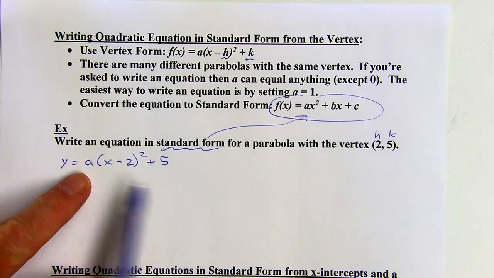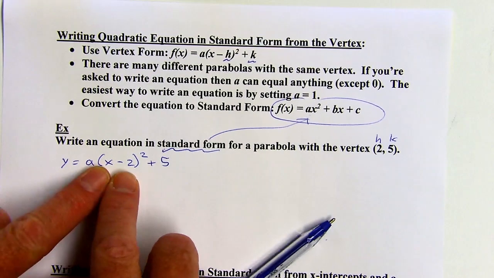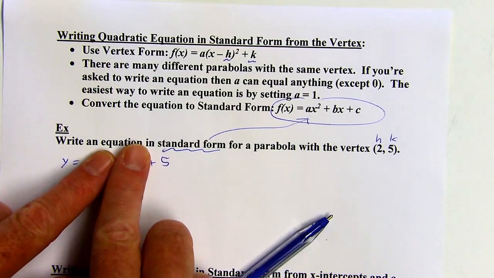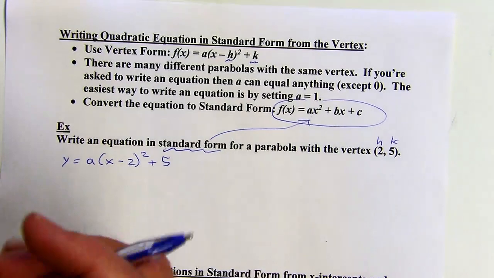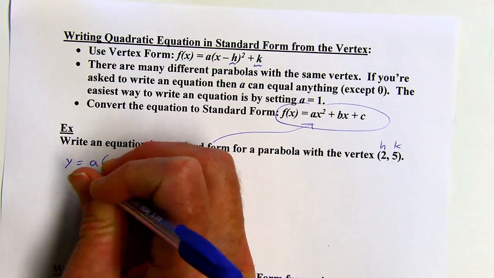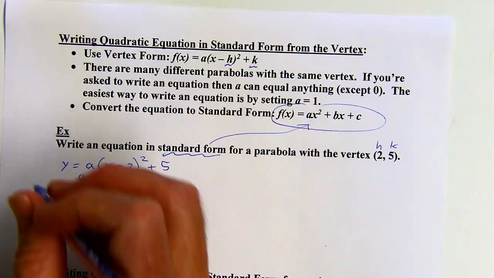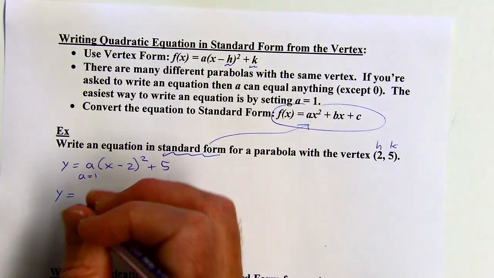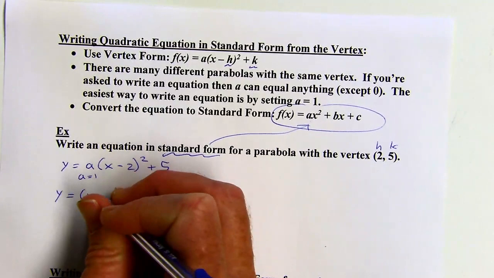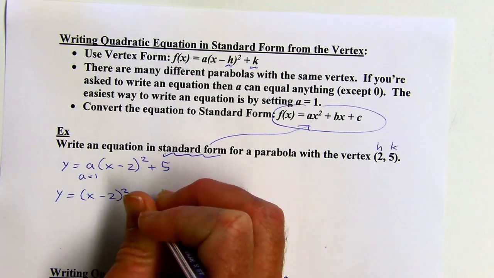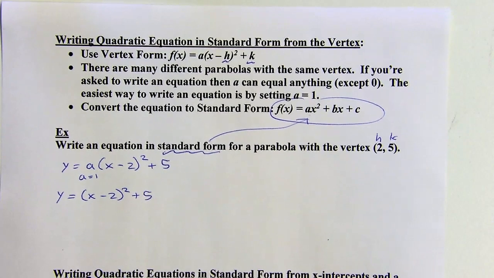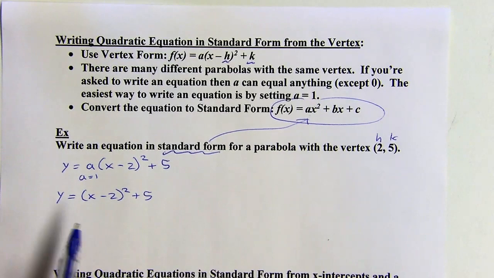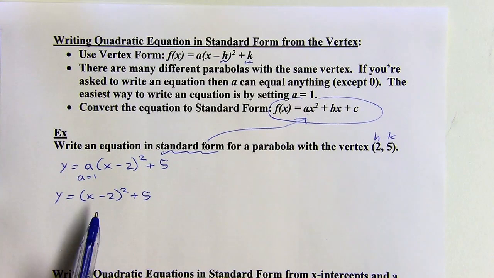You can't have it be 0 because then you'd have 0 times this parentheses, and then it would just be y equals 5. It wouldn't be a parabola anymore. But it can be anything else. So the best thing to use for a, in my opinion, is 1. So I'm just going to say, okay, if a is 1, then this is what this is going to look like. Okay? And now all I have to do is put this in standard form.